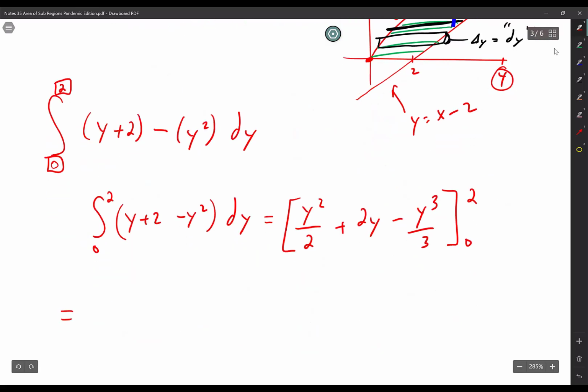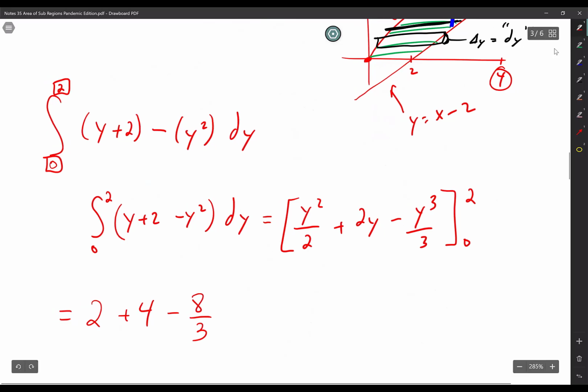Here we go, guys. 2 squared is 4. 4 divided by 2 is 2. 2 times 2 is 4. So all right, plus 4. Minus 2 to the third power is 8, so 8 over 3. And I don't have to worry about the 0 because anything to 0 is 0.